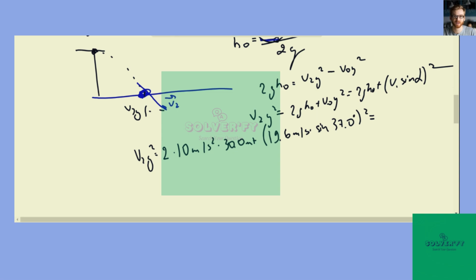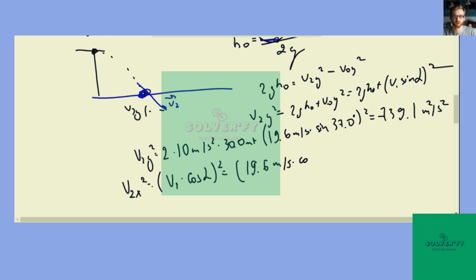It equals 739.1 meters squared per second squared. Now let's find v2x squared. It equals v1 times cosine alpha squared, because this horizontal component doesn't depend on time. So it equals 19.6 meters per second times cosine of 37 degrees squared.